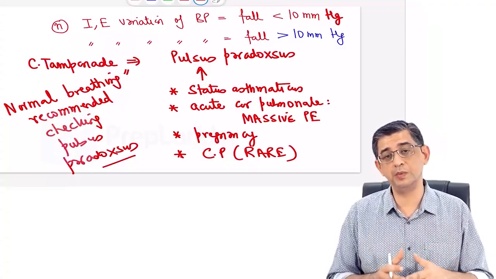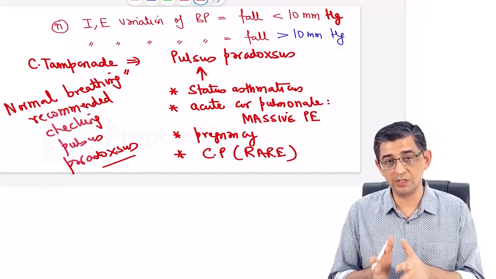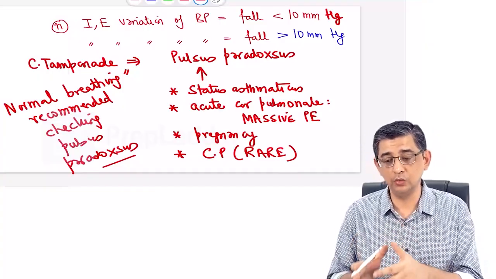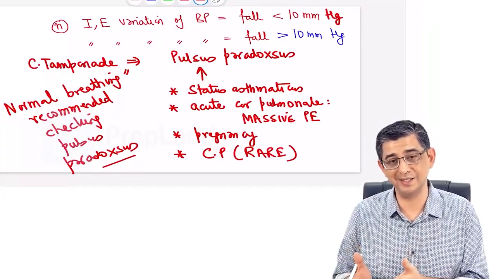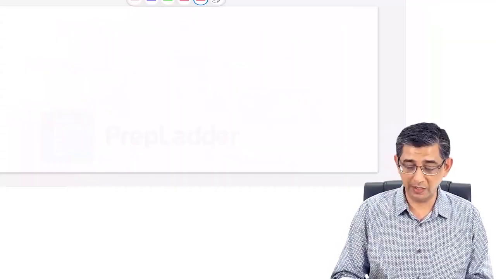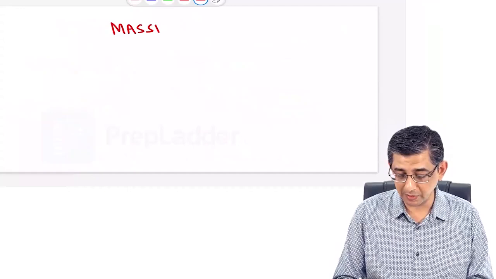With respect to deep inspiration and expiration, the values that you will notice will be different from what actually happens, in the sense that the fall of blood pressure is normally less than 10 millimeters. Here it is exaggerated, it is more than 10 millimeters. I said the same thing once again. Why? Because now I want to teach you about a condition called massive pericardial effusion.